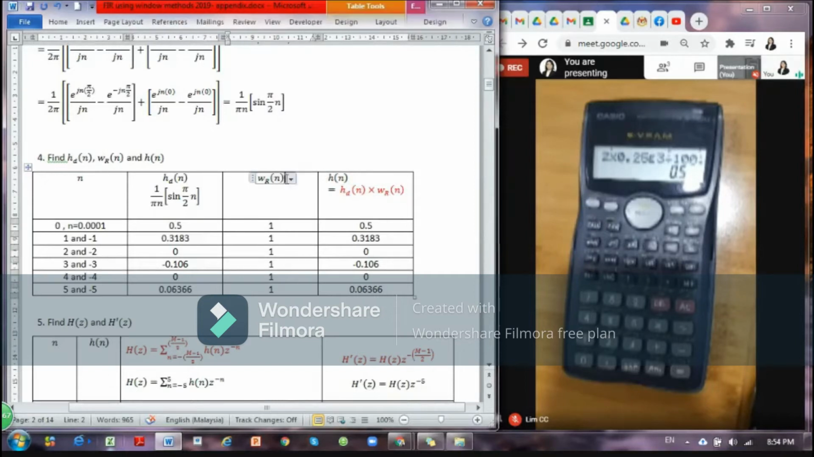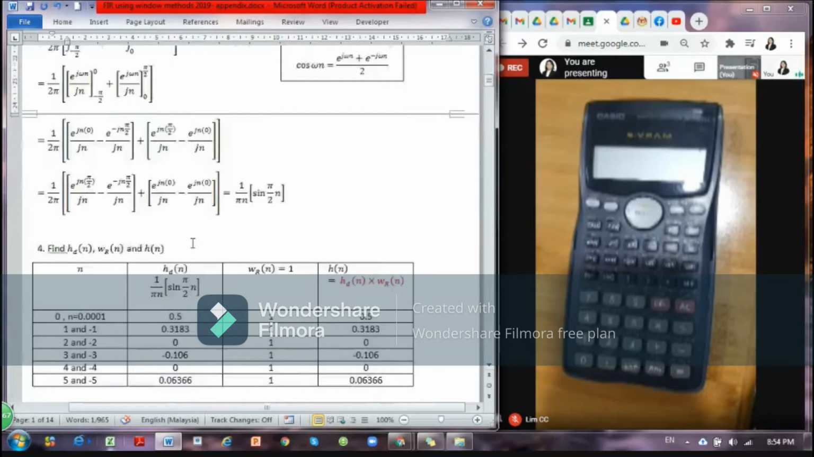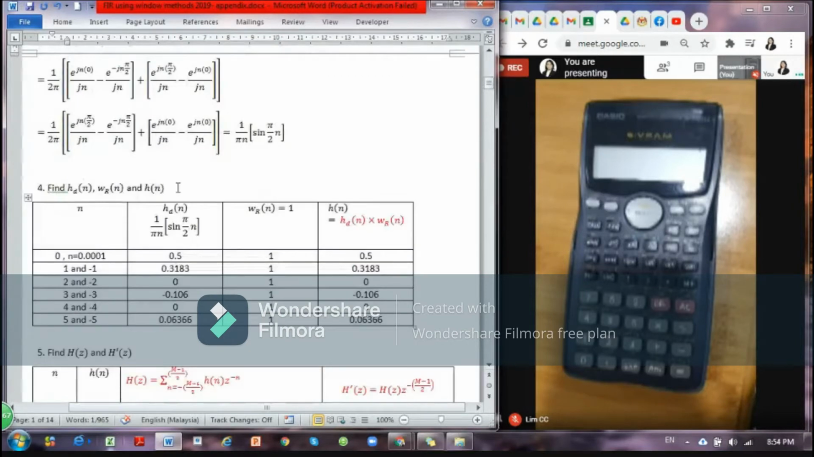So we know that window rectangular is equal to 1. This is from the formula. Then we do this one. Now we refer back to our question. Our coefficients is equal to 11, M is equal to 11. So for here, we will have our 11.